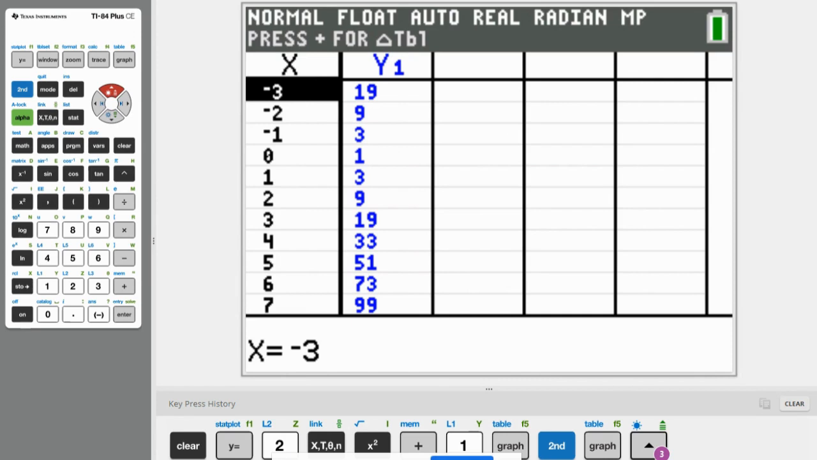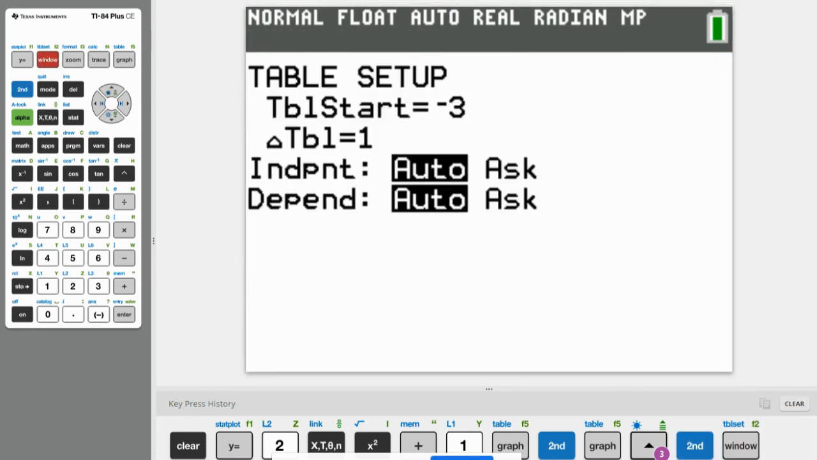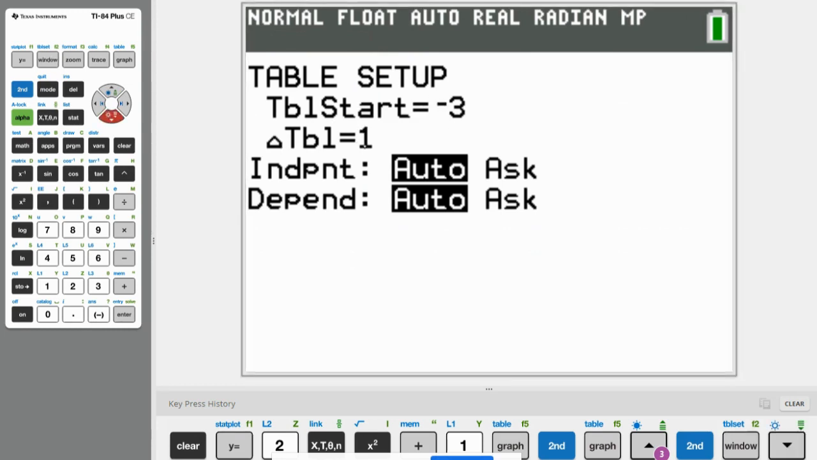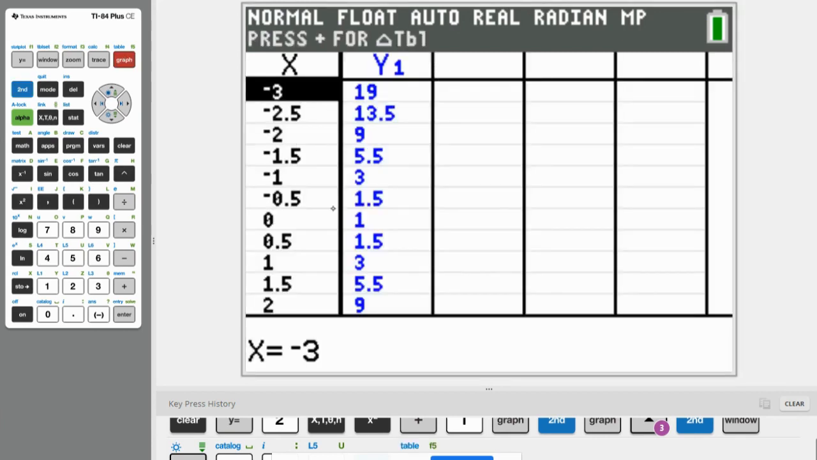So to change your table settings, go to second table set, TBLSET, and we're going to start at -3. And then instead of increasing by ones, let's say we want to increase by 0.5. And then I go back to second table, and now you can see even more values. Now I'm increasing by 0.5 each time.